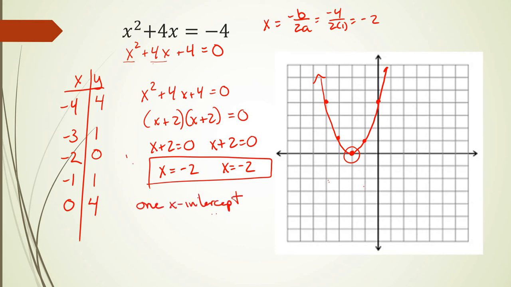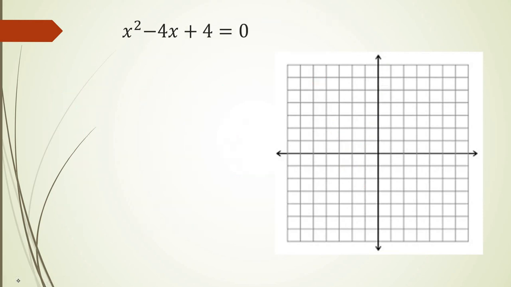There is only one x-intercept, but there are two solutions or roots. Okay? It's a little bit of a distinction, but we're going to talk about this together as well. All right, let's try another one.